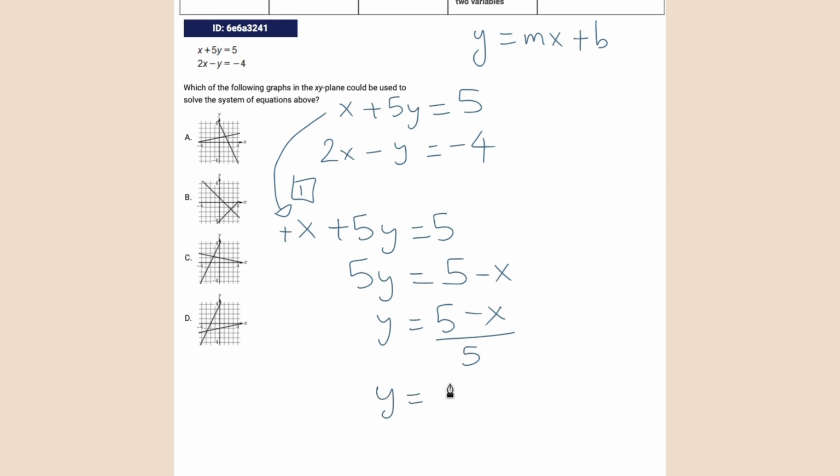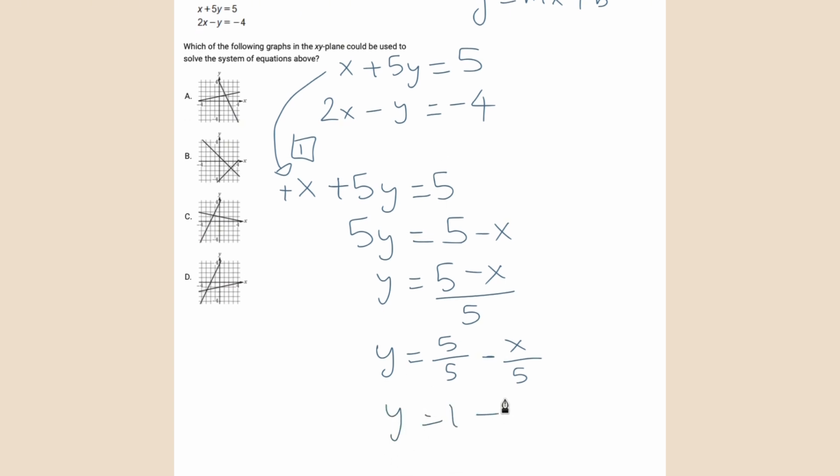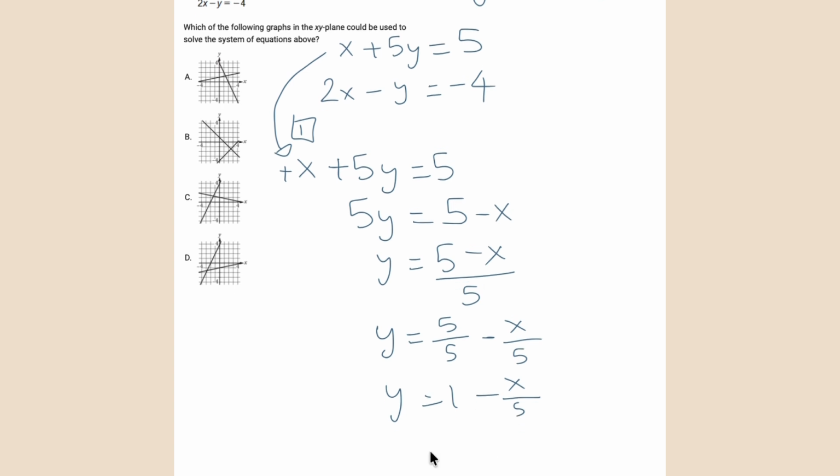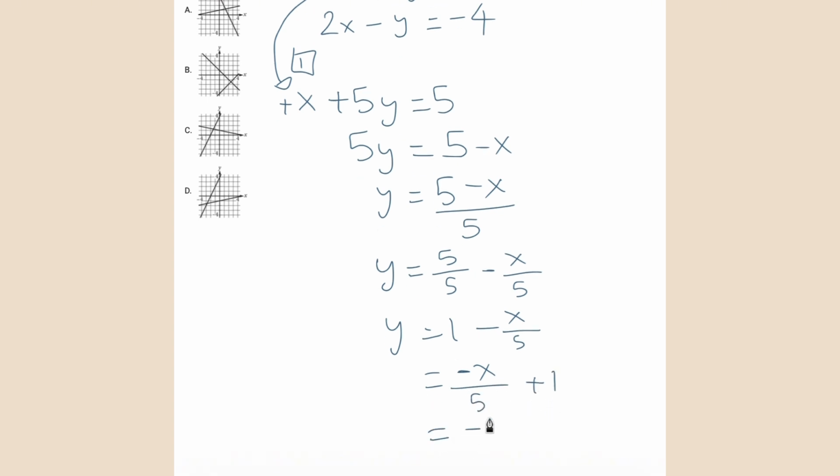This will be y equals 5 divided by 5 and minus x divided by 5. So we're basically giving this and giving this, separating it. This will be y equals 1 minus x divided by 5, or negative x divided by 5 plus 1, and negative 1 divided by 5x plus 1. So in that way you can get your equation in that form.